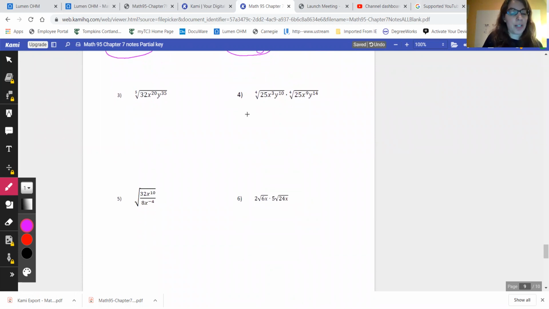Now 5th root is something we didn't specifically talk about, but you know what that's asking. That's saying what number multiplied by itself 5 times equals 32. What number or expression multiplied by itself 5 times, sorry about that, it should be an x, is x to the 20th. What number or expression multiplied by itself 5 times equals y to the 35th.